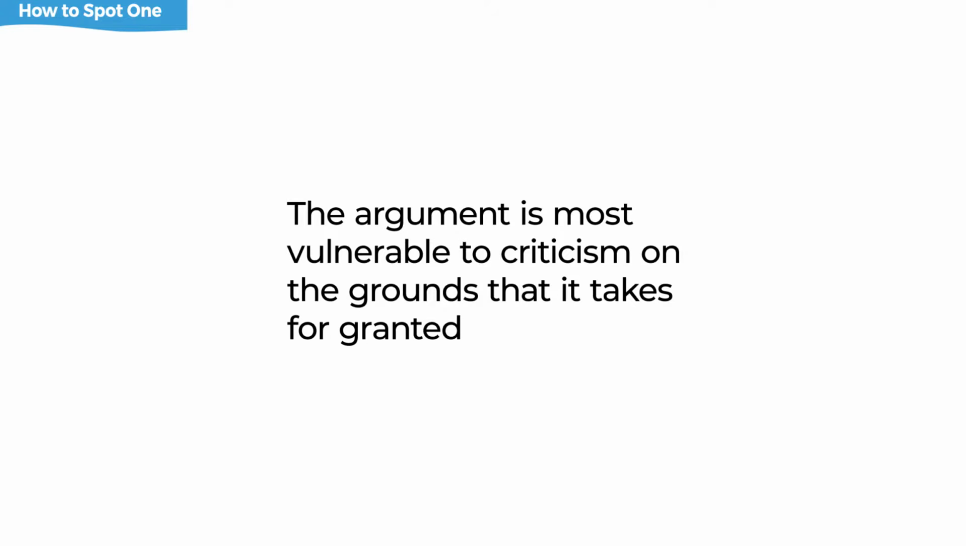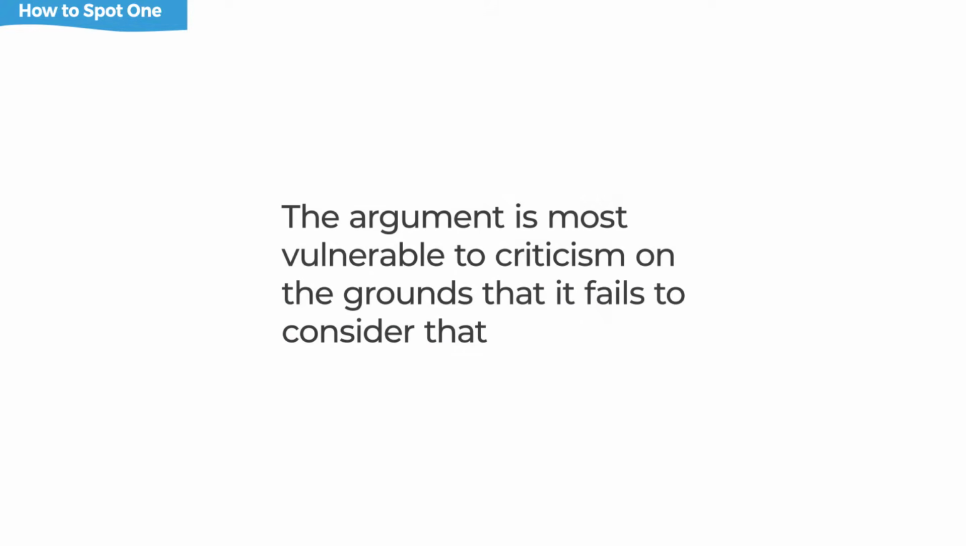This one says the argument is most vulnerable to criticism on the grounds that it takes for granted. Well, the fact that it's vulnerable to criticism identifies this as a flaw question, but the fact that it says takes for granted that indicates that what we're looking for, the flaw that's contained in this argument, is that there's an assumption made, and we need to express that assumption in the right answer. This one says the argument is most vulnerable to criticism on the grounds that it fails to consider that. Now, the vulnerable to criticism tells us it's a flaw question, but it fails to consider that tells us that the idea that's in the correct answer should be something that would weaken the argument and should point to the connection across all of the questions in the assumption family.